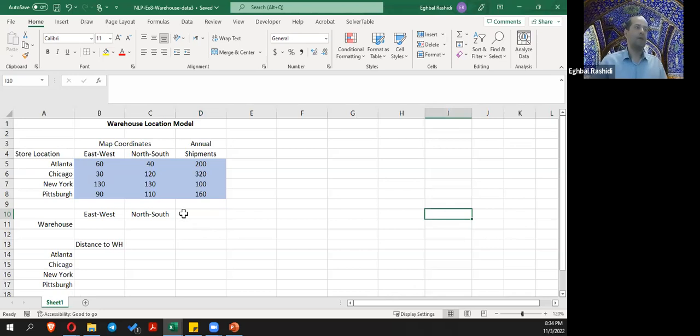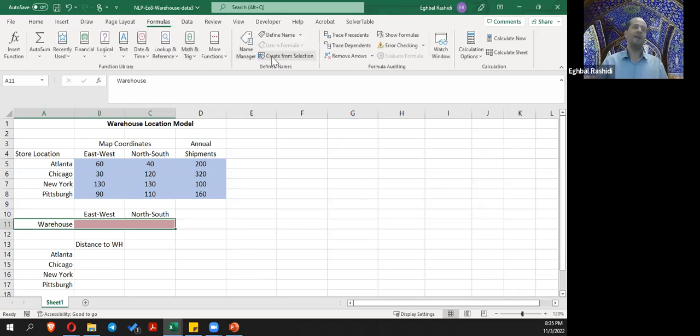Everything good? Okay. So this is the input data that we have for the four store cities: Atlanta, Chicago, New York, and Pittsburgh. The first two columns are for the X and Y locations, and the last one is for the weight, or the importance, the annual shipments that we have. What we are looking for is to locate a facility, a warehouse, so the X and Y location of that warehouse. This is going to be our decision variable, X and Y for the warehouse. So I'm going to name this my warehouse, which is my decision variable.